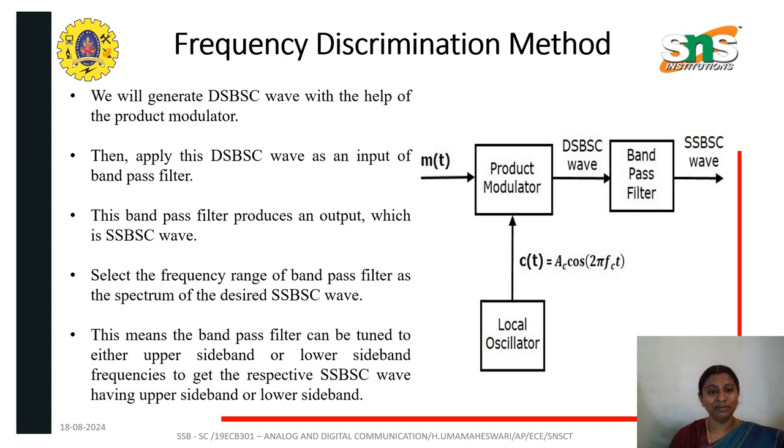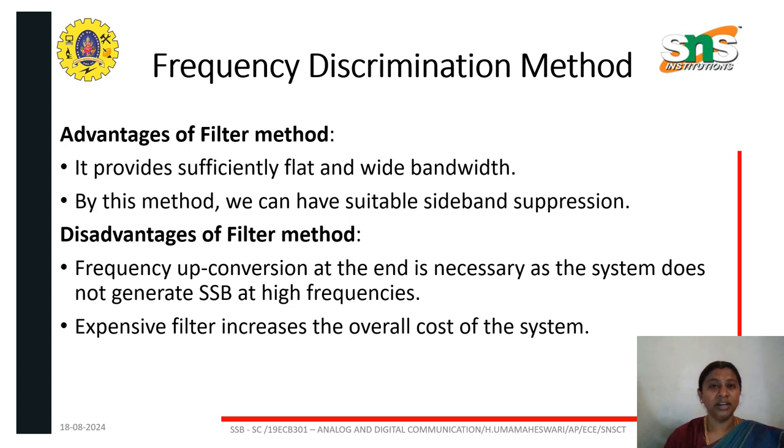Then the frequency range of the bandpass filter covers the spectrum of the desired SSB-SC wave. This means that the bandpass filter can be tuned to either upper sideband or lower sideband frequencies to get the respective single sideband frequency. The main advantages of this frequency discrimination method are that it provides sufficiently flat and wide bandwidth, and we get suitable sideband suppression. The main disadvantages of this filter method are that frequency up conversion at the end is necessary as the system does not generate an SSB at high frequencies, and the expensive filter increases the overall cost of the system.